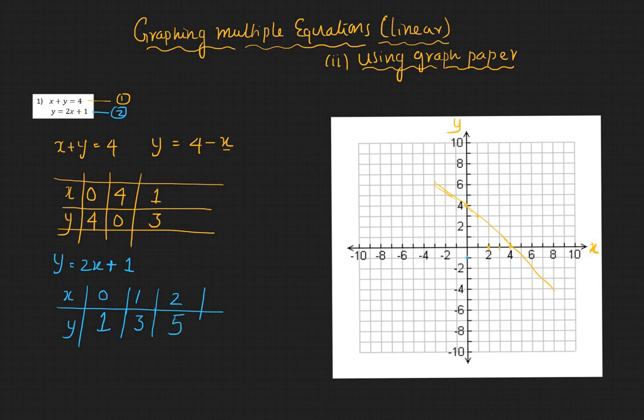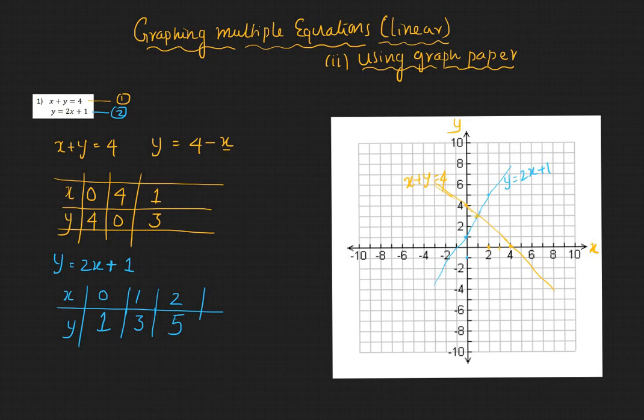Okay? So the points are x is 0, y is 1. When x is 1, y is 3. So there's an overlap. And x is 2, y is 5. There you go. So let's join them. And then let's write the equations here. This is y equal to 2x plus 1, and this would be x plus y equal to 4.